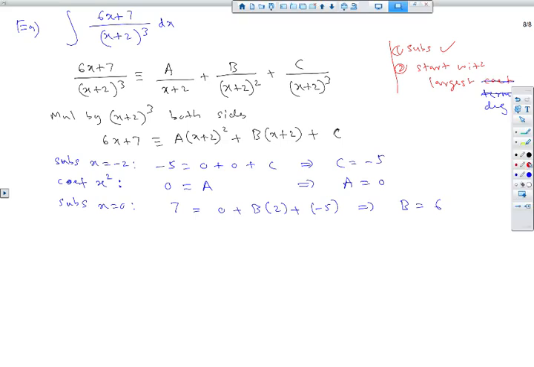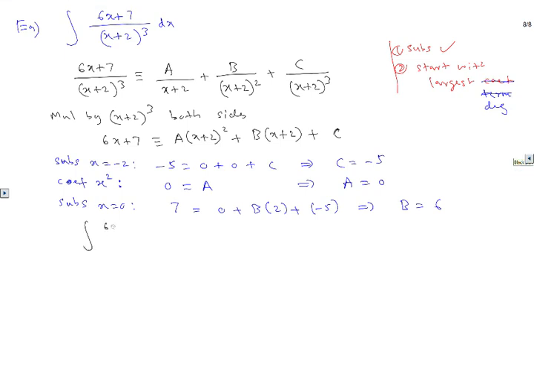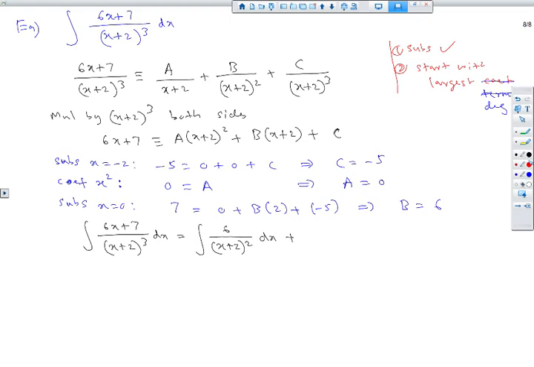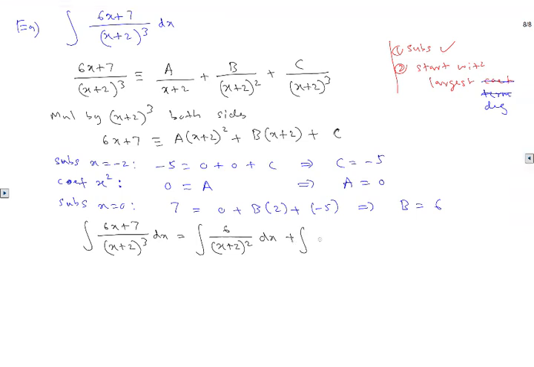Now we're going to go back to the problem and finish it. So we have the integral of (6x plus 7) over (x plus 2) cubed dx. a is gone, so we have two terms: 6 over (x plus 2) squared dx minus 5 over (x plus 2) cubed dx. Then we have 6 (x plus 2) to the negative 2 dx, and negative 5 (x plus 2) to the negative 3 dx.